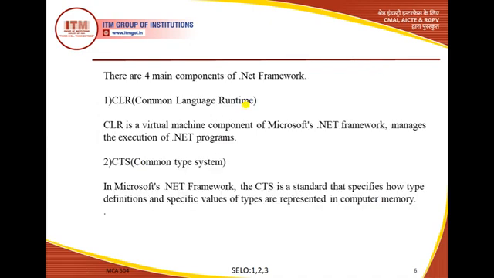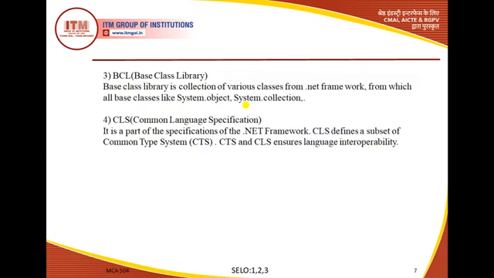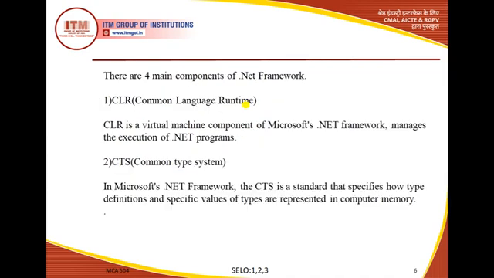Now basically there are four main components of the .NET framework. We know that they are CLR, CTS, BCL, that is base class library, and CLS, common language specification. So already we have studied about it. CLR, we'll just quickly review it. It's a virtual machine component of the Microsoft .NET framework. It manages execution of .NET programs. It's an execution engine for execution of the .NET programs.